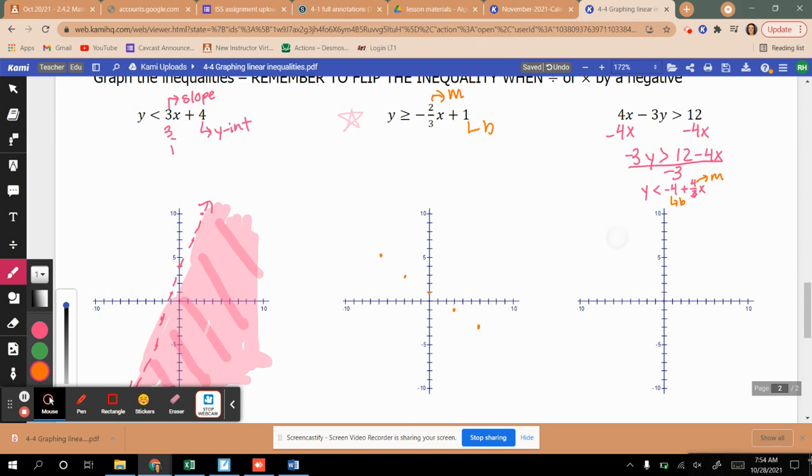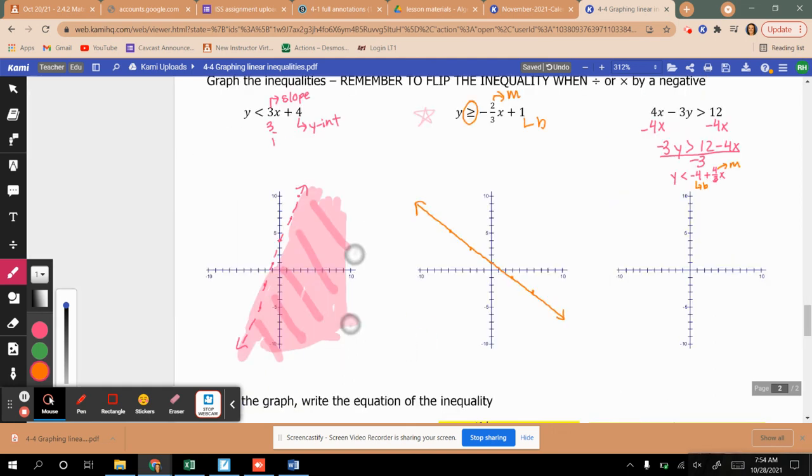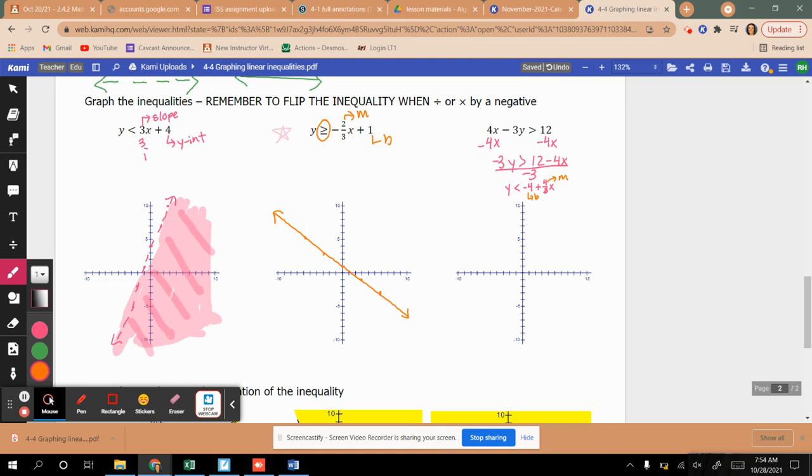It is greater than or equal to, so are we going to have a solid or striped line? Good, solid. And since it is greater than, are we going to shade above or below? Perfect. We are going to shade above because we're going to shade in that greater than region.